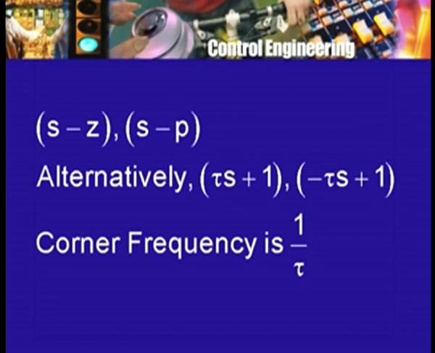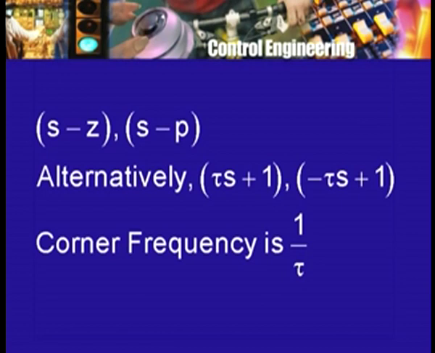Now, when you do this, tau is not the corner frequency. What is the corner frequency then? You have to go to the s minus z or s minus p form. So, the corner frequency corresponding to this will be 1 by tau. 1 divided by the time constant, that is the reciprocal of the time constant, is the corner frequency. So, if you write the transfer function in this form, then the coefficient of s is not the corner frequency, but the reciprocal of it is the corner frequency.